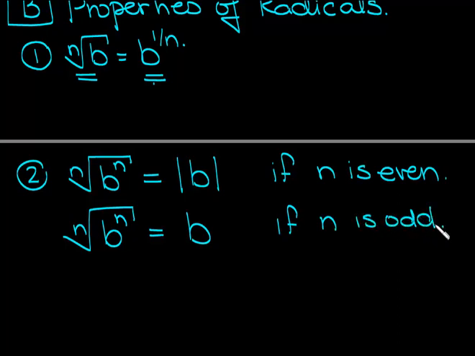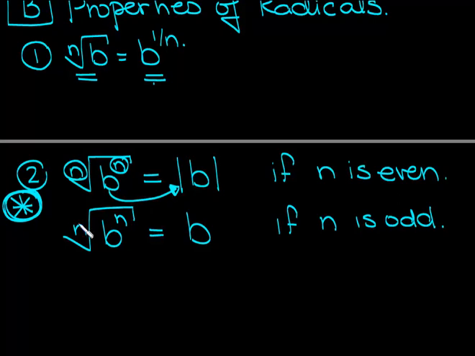Okay, so these are two properties of radicals. This is one of the most important properties of radicals, so just remember this for the future. What we're saying here is, if n is even, if the index and the power are the same, then you just get the absolute value of b. You get what's on the inside.